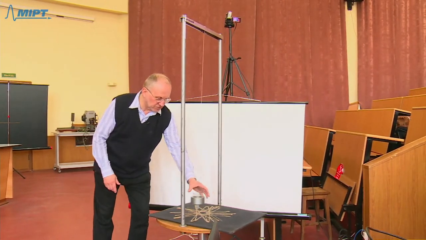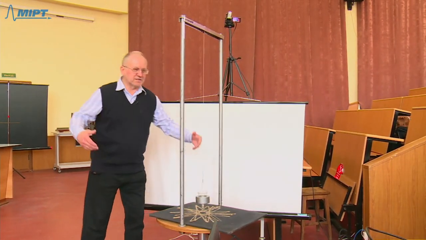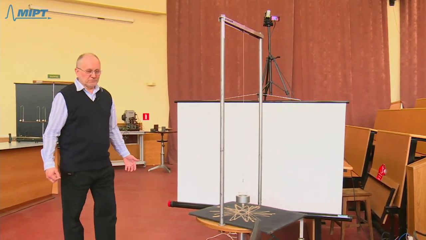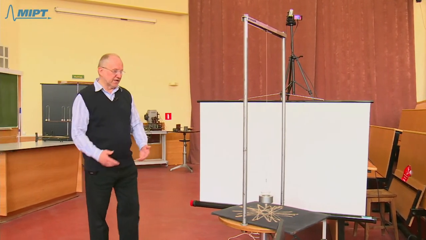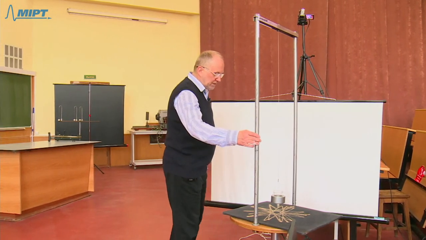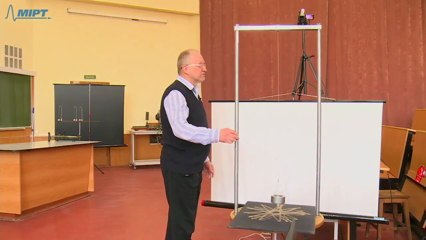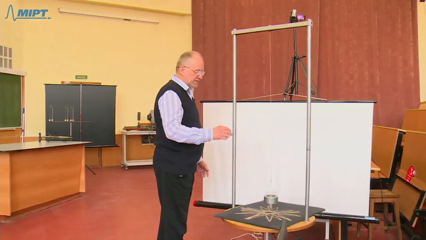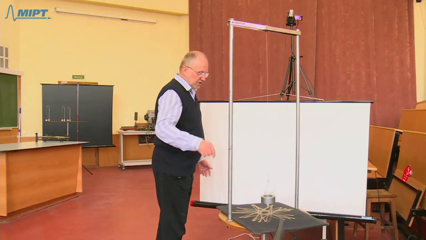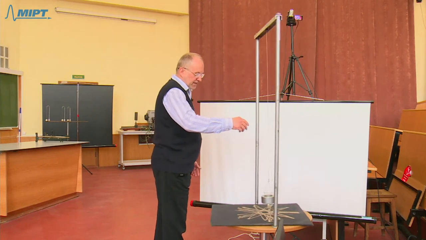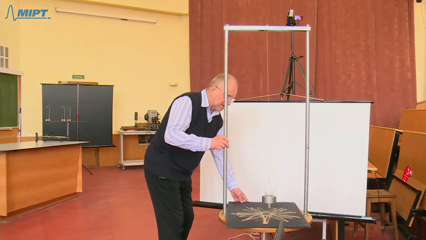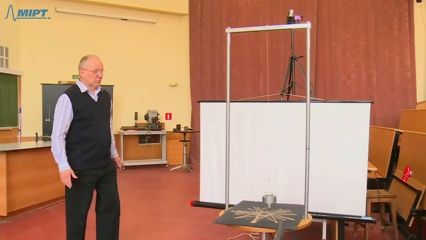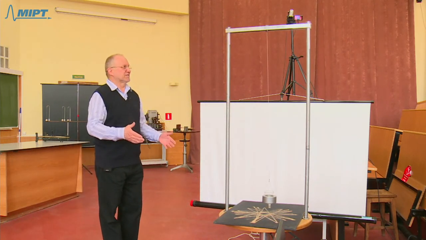Actually, the surface is rotating because we are standing on a rotating planet. And what's the difference between the rotating planet and this table? The only difference is in angular velocity. The total period of rotation of this turntable is just a few seconds, while the Earth rotates with a period of 24 hours. But the physical effect is the same.